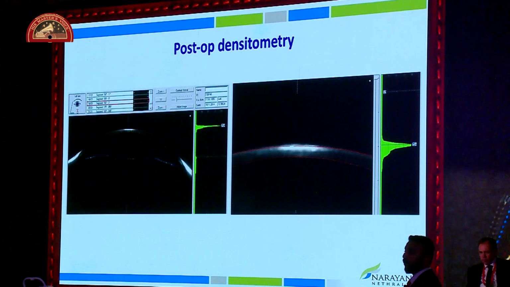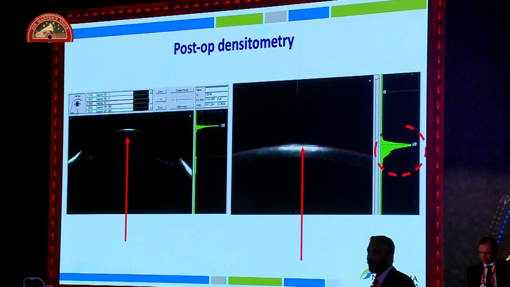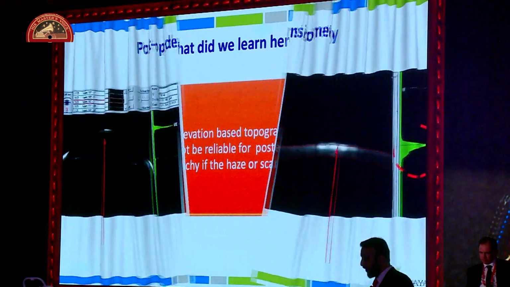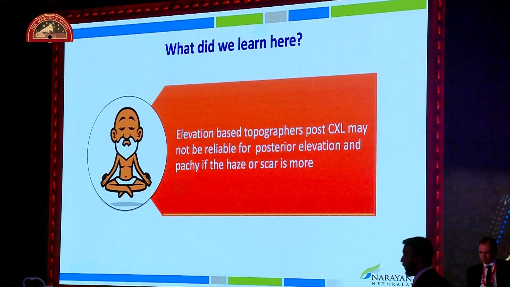So typically, a cross-linked patient, immediately post-op or rather in the initial couple of months, can have significant haze. Be aware of that, and do not jump to an inference that it's not working. So what do we learn here? That elevation-based topography, especially post-cross-linking, may not be very reliable, and you should take the data with a pinch of salt here.